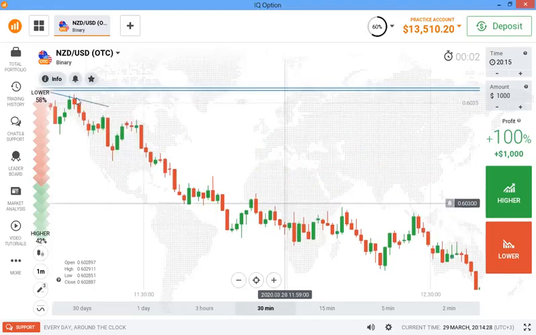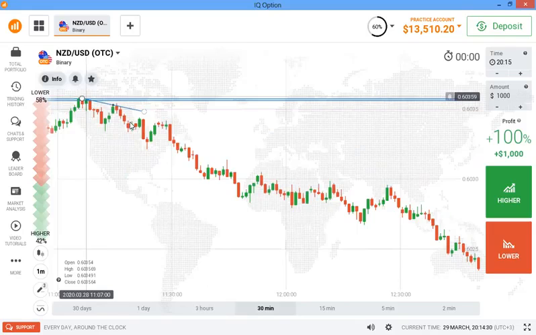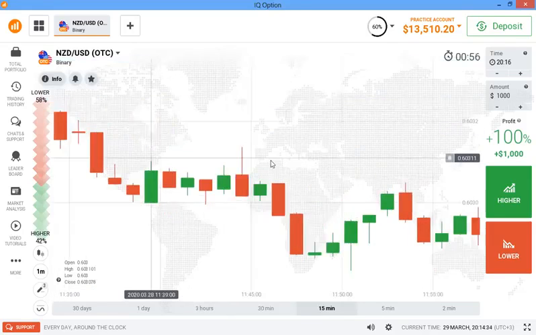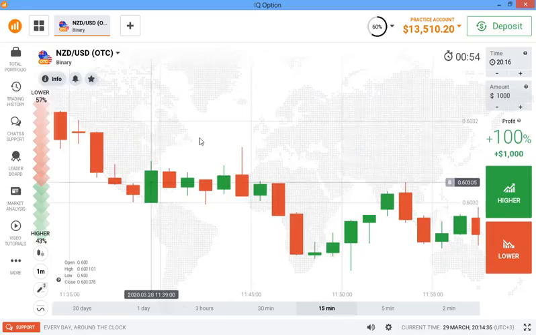Like here, we have found our first and second move, then the third move works. Here, look at this kind of situation. If you want to take risk, don't trade on this kind of situation.